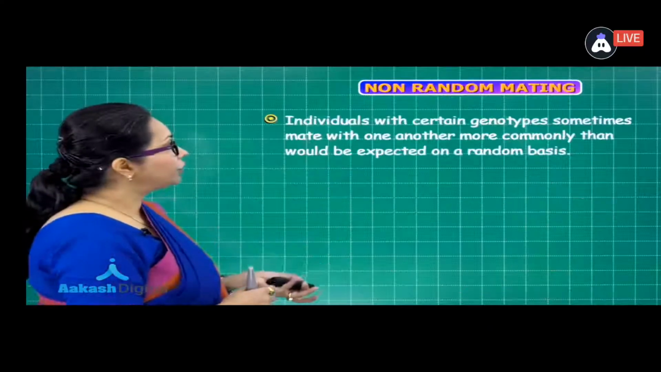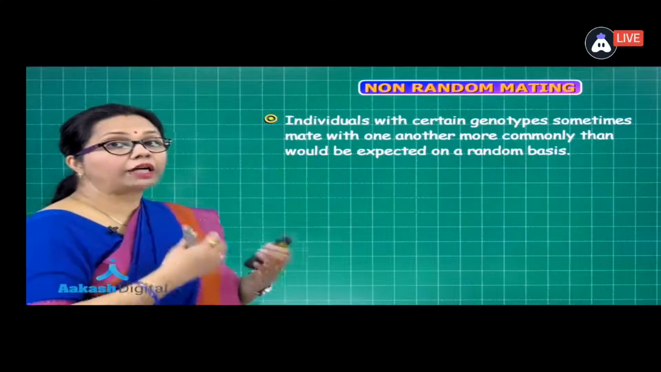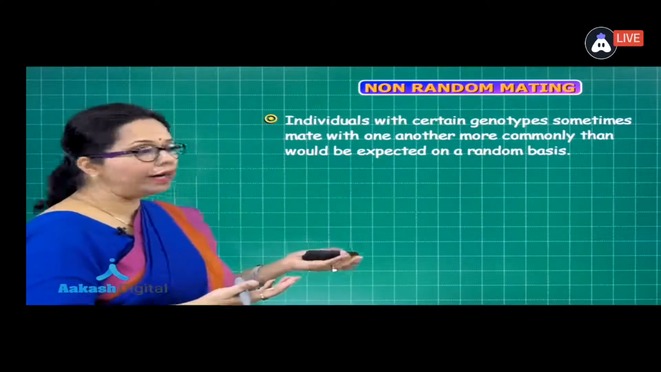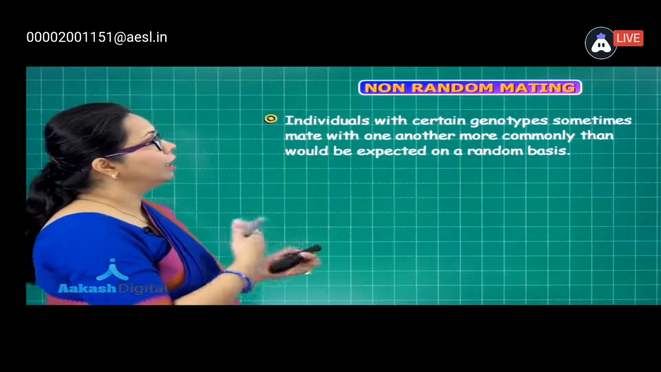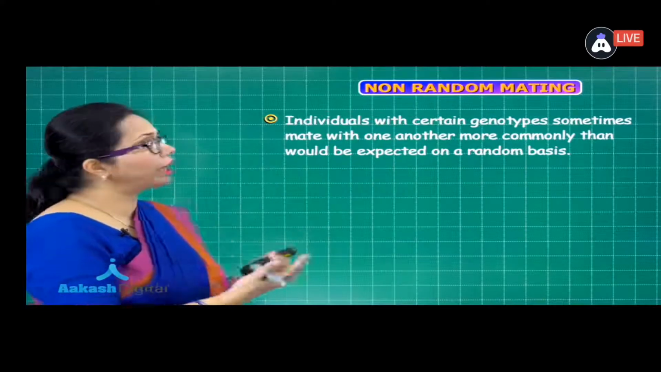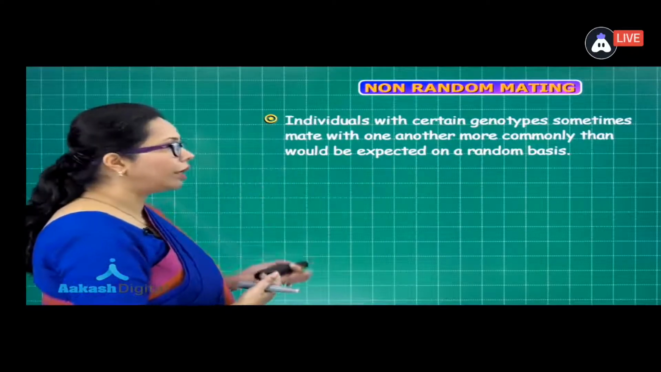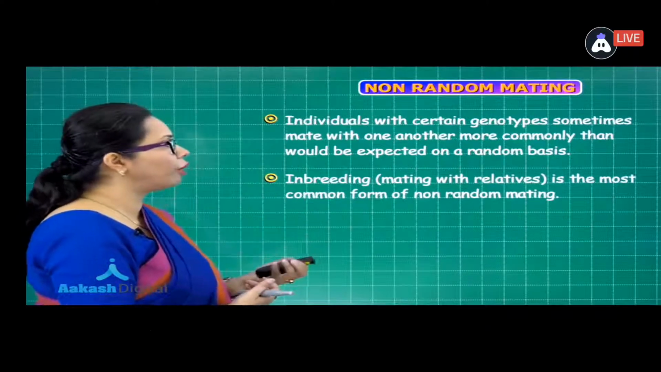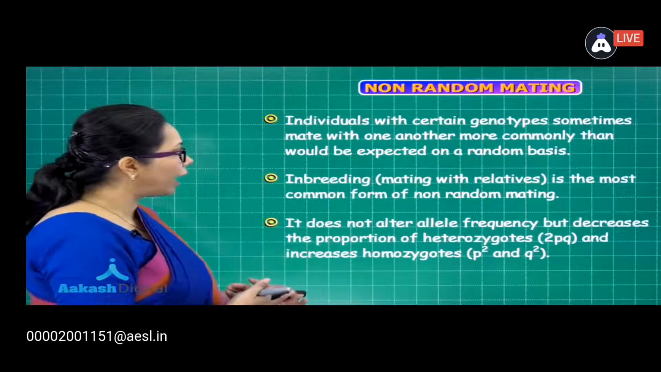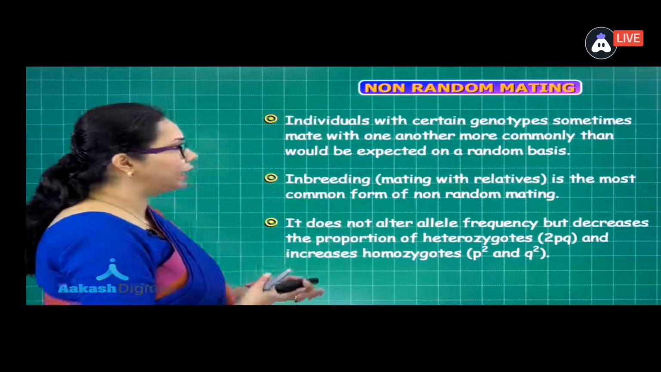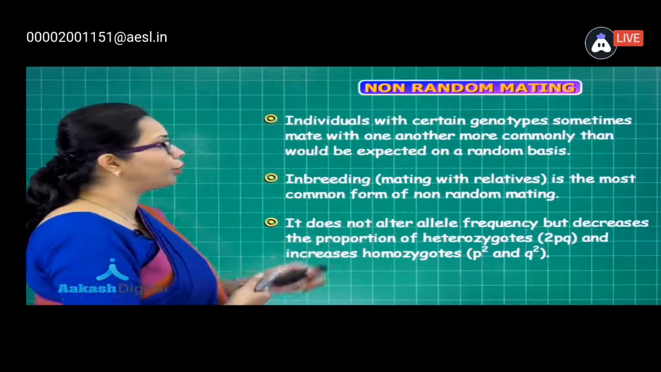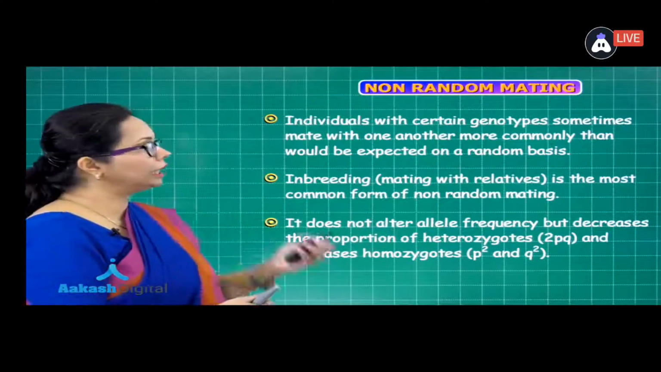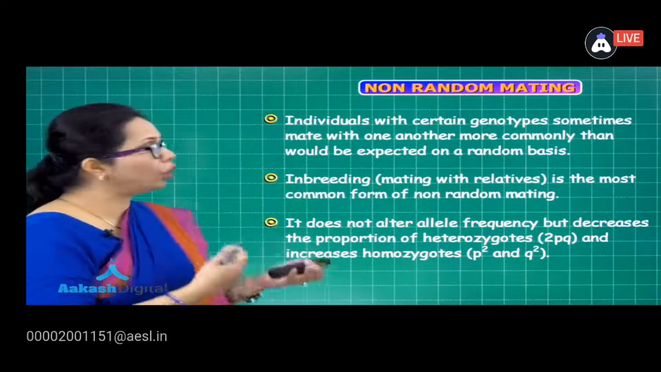Now, one last factor, that is non-random mating. We had said that Hardy-Weinberg equilibrium operates if there is random mating. So non-random would be opposite, that is when individuals who are sharing their genotypes mate among themselves, like inbreeding. Mating with the relatives is the most common form of non-random mating, and as a result what would happen? It does not alter the allele frequencies, but it decreases the proportion of heterozygotes. 2pq would decrease and p square and q square will increase. So certainly the equilibrium has been altered.